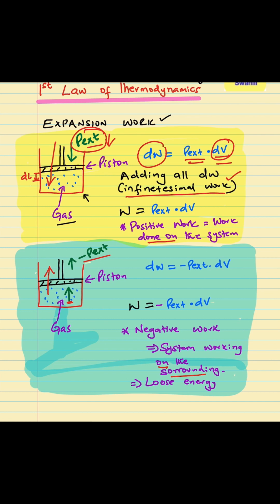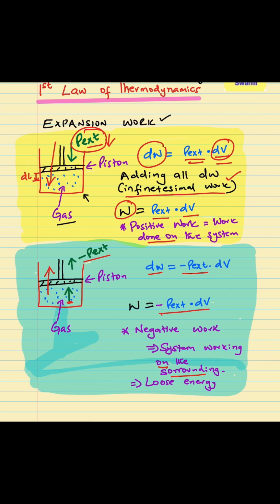Now the total work done on the system equals the external pressure times the total change in volume. On the other hand, when the system is working on the surrounding, then the infinitesimal amount of work done equals minus p_ext, because now the pressure is negative, times the change in volume, and therefore you end up with negative work.